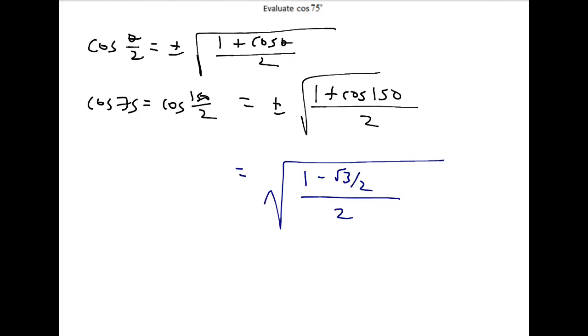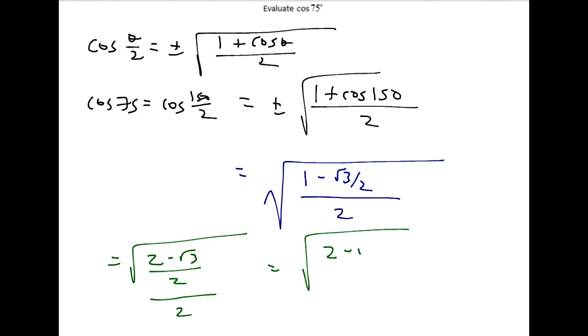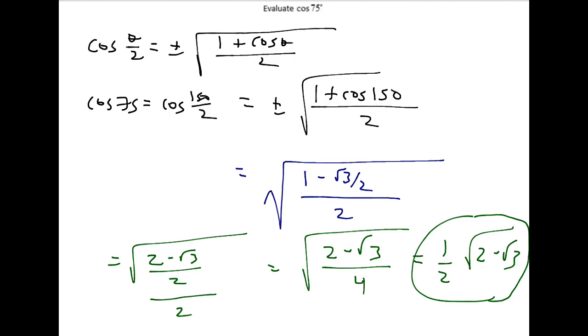Now we can clean this up just a little bit. There is a 2 in this denominator, so we want to make this 1 into 2 over 2. That gives us 2 minus radical 3 over 2, and then all of that is still divided by 2. Dividing by 2 is the same as multiplying by 1/2. So that makes this radical 2 minus radical 3, all over 4. We can split this up again and bring that radical 4 out as a 1/2, because it's in the denominator, and we get radical 2 minus radical 3 over 2. And this, I guess, is the most that we can simplify it. So this will be our answer right here.